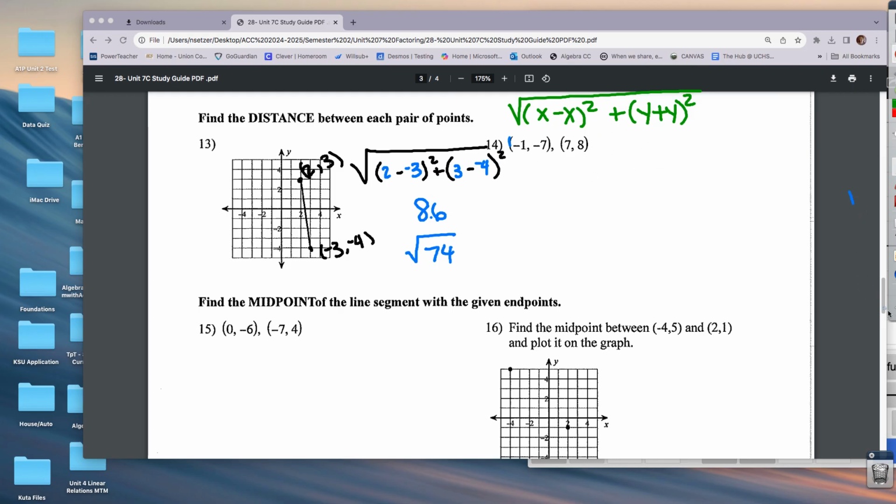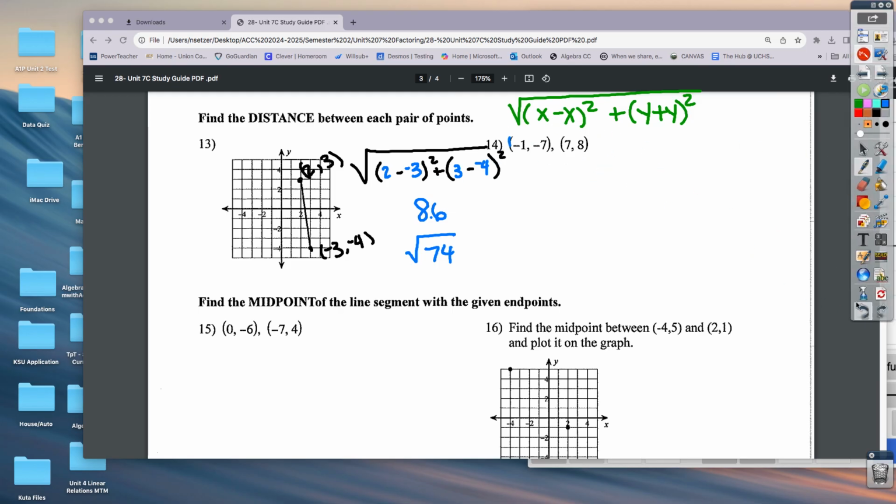All right, here we don't have to even worry about looking at a graph. We just see our numbers. So we're going to do that big old formula to make my blueprint. And then pull my numbers. So negative 1 and 7 for my x's, negative 7 and 8 for my y's. Type it in to the calculator. I'm doing this in the yellow calculator. Negative 1 minus 7 squared plus negative 7 minus 8 squared. And we get 17. That's a nice answer.